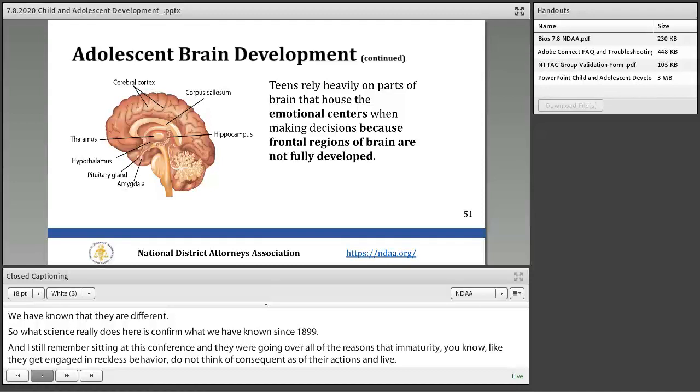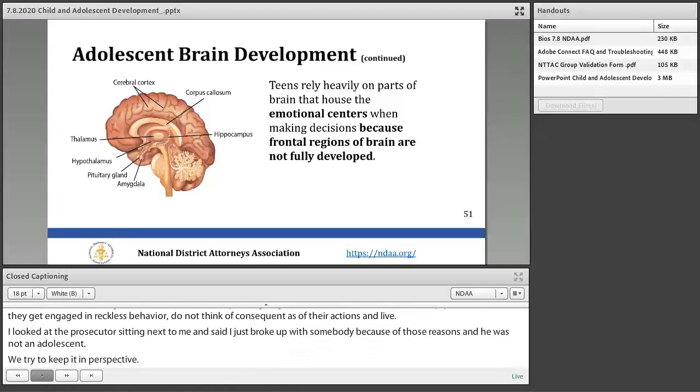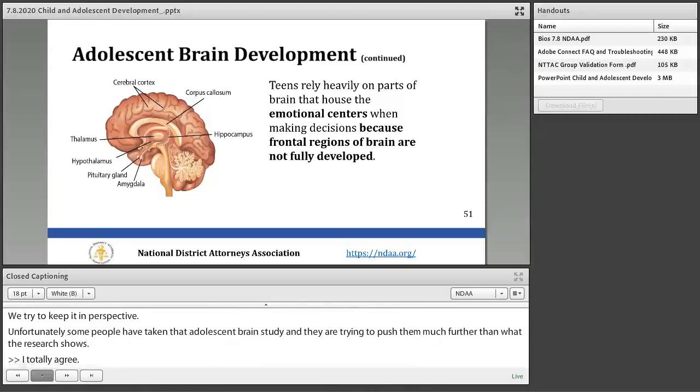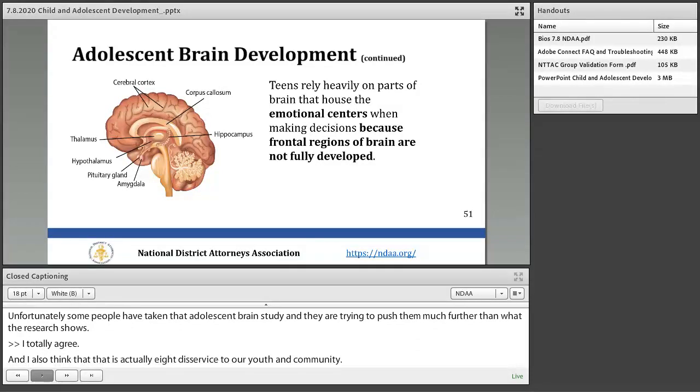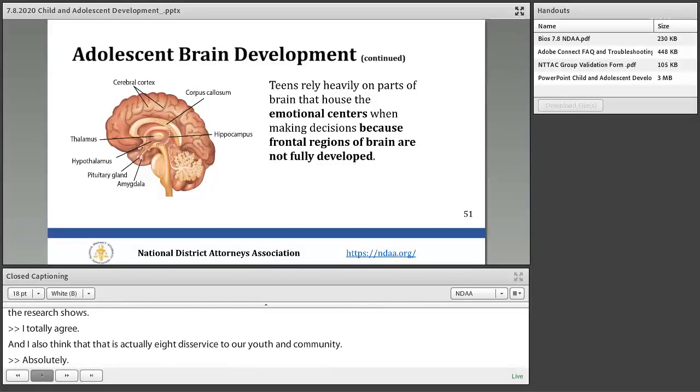So again, to keep this in perspective, because unfortunately, I think some people have taken the adolescent brain studies and are trying to push them much further than what the research really says. I totally agree, and I also think that is a disservice to our youth and to our community. Because the other side of that coin is that our courts and our community have the great ability, by increasing resiliency and putting those services in place, to prevent a future crime, and to prevent that youth from ending up in the adult system.